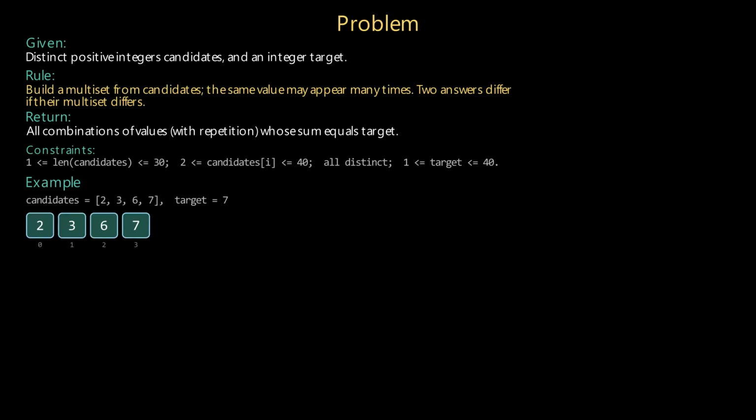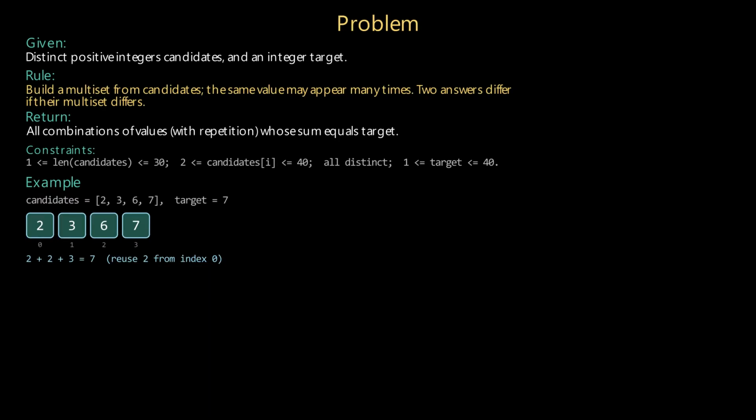Given distinct positive integers candidates and an integer target, return all combinations of values, with repetition, whose sum equals target. The example uses candidates 2, 3, 6, 7 and target 7.